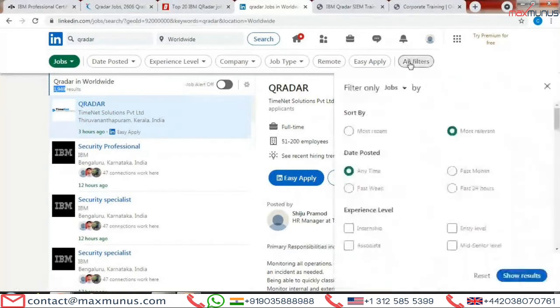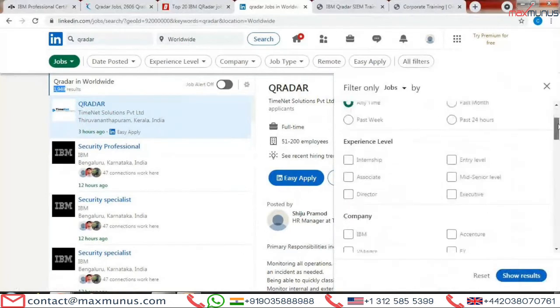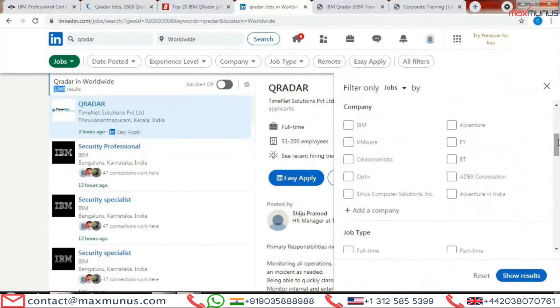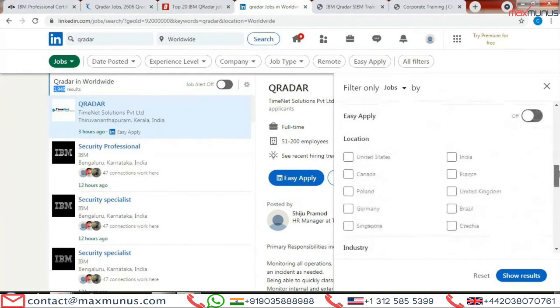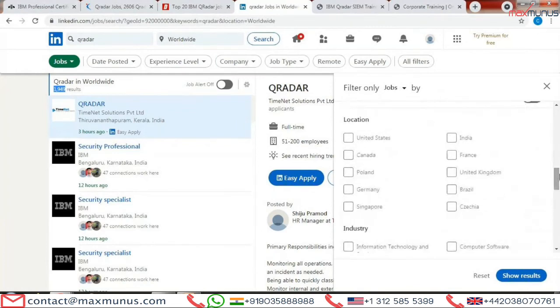Let's see across the globe which companies are hiring for IBM Curator. In LinkedIn, I got to see IBM at the top, followed by Accenture, VMware, Clearance Jobs, Optiv. These are the top companies hiring for IBM Curator across the globe. And what are the top locations available? Currently, the United States is at the top for IBM Curator. Then comes India, France, Germany, Brazil.